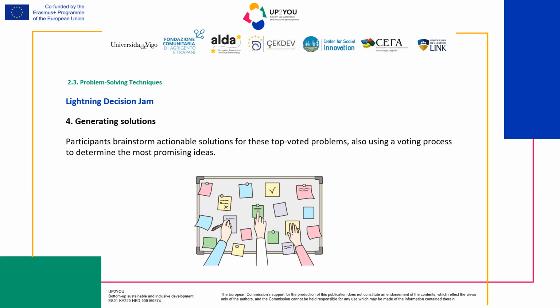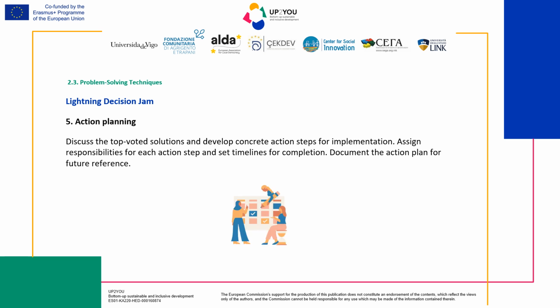Now that we agree on the main problems, it's time to find solutions. This is a creative phase where everyone is encouraged to think outside the box and propose ideas, no matter how big or small. After brainstorming, the group then uses another round of voting to prioritize the most promising and actionable solutions. You should now have the top voted solutions on your table.